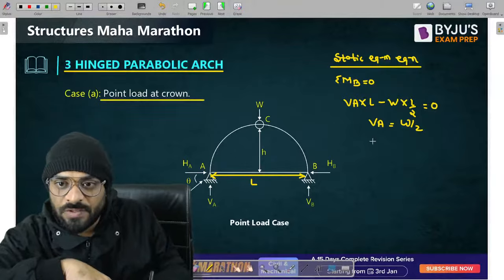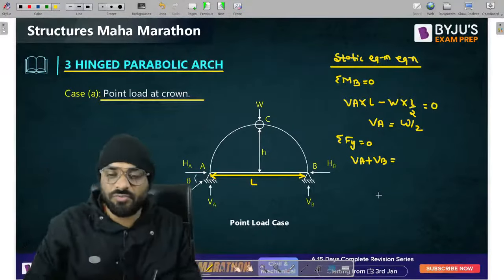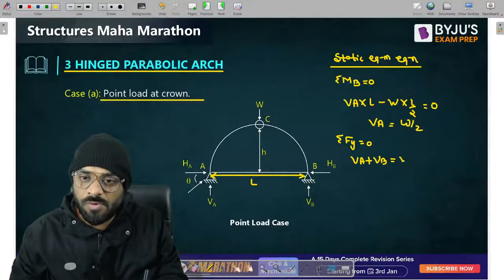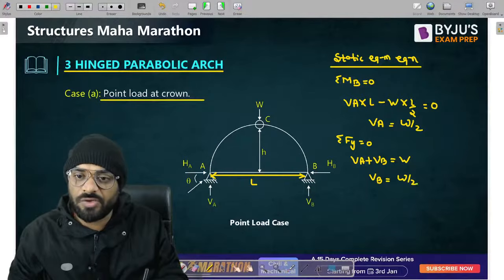VA is equal to W by 2. So if I write summation Fy is equal to 0, then VA plus VB is equal to how much? VA plus VB is equal to W. So VB is equal to how much? Again it is W by 2. So these are the two values which we are getting right now.